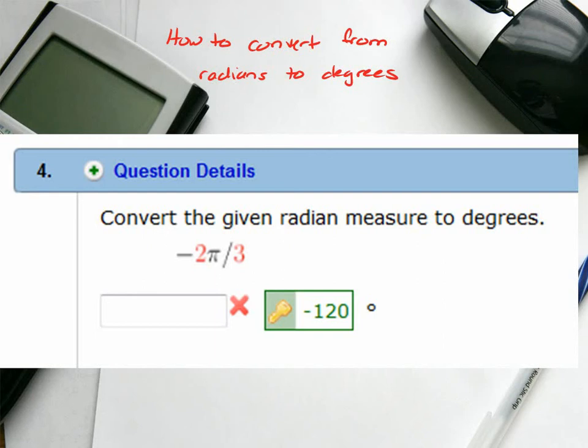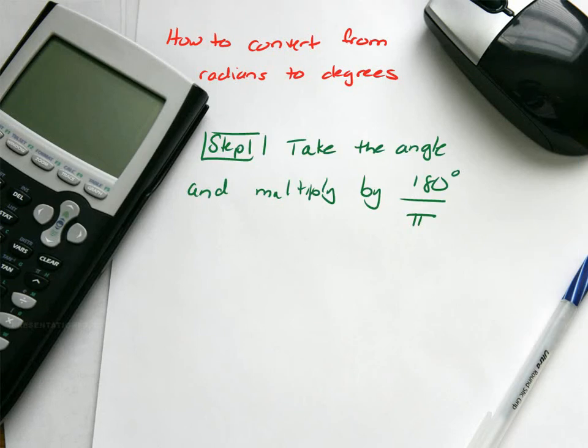So here's one of the web assignment problems, number 4. They gave you something in radians and they want you to convert to degrees. So the first step is to take whatever angle you're given in radians and multiply by 180 degrees divided by pi. Just like so.